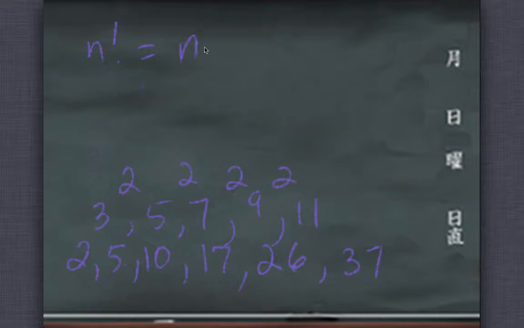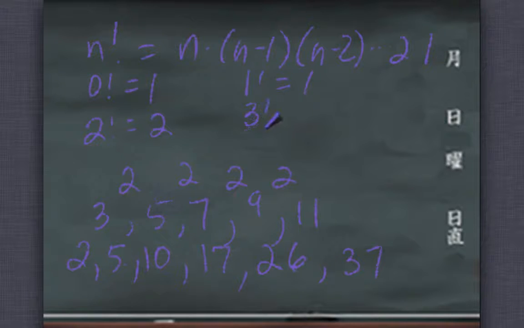N factorial is n times n minus 1 times n minus 2 down to 2 times 1. 0 factorial is defined to be 1. 1 factorial is 1. 2 factorial is 2 times 1. 3 factorial is 3 times 2 times 1. 4 factorial is 4 times 3 times 2 times 1, and so forth.